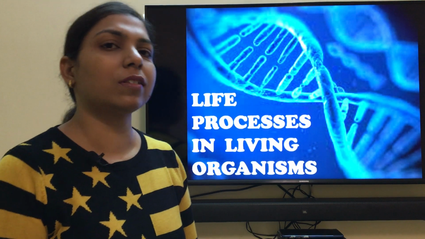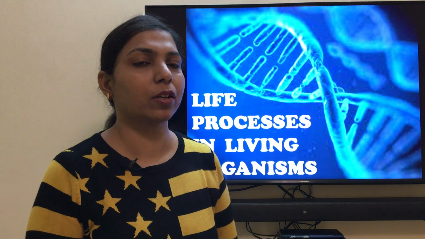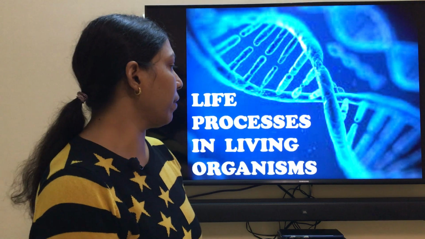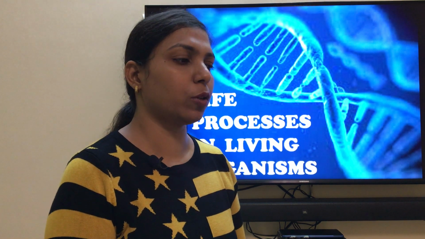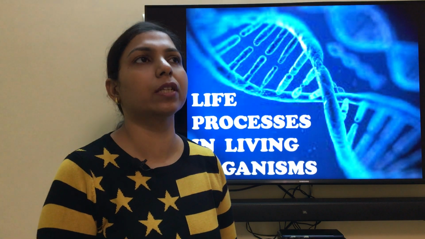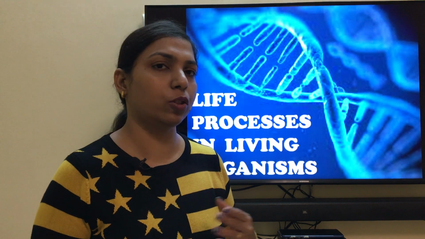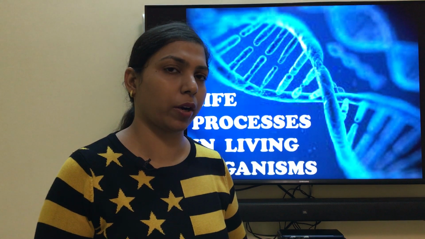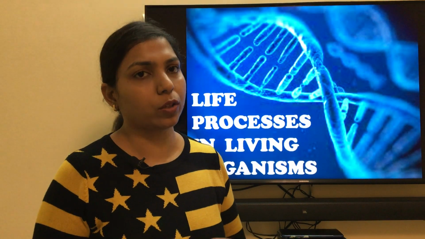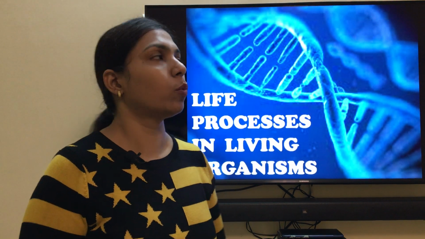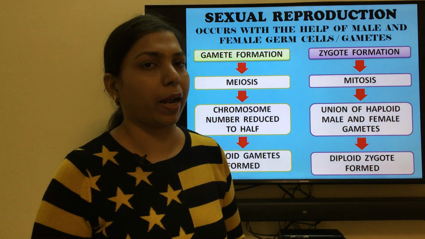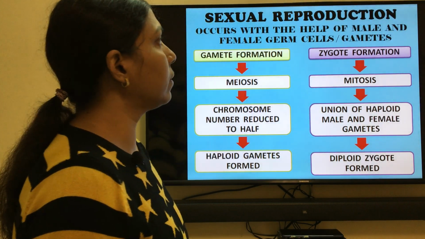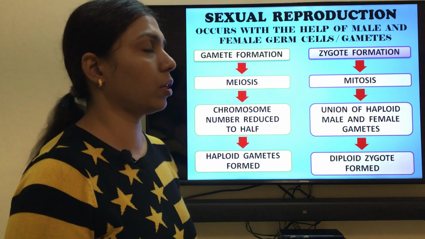Good morning dear students, and welcome to the second part of our chapter Life Processes in Living Organisms. In our previous video we had covered everything to do with asexual reproduction in unicellular and multicellular organisms. So now we move on to the second part of our chapter, which is going to cover sexual reproduction in plants. The first step is understanding what we mean by sexual reproduction.